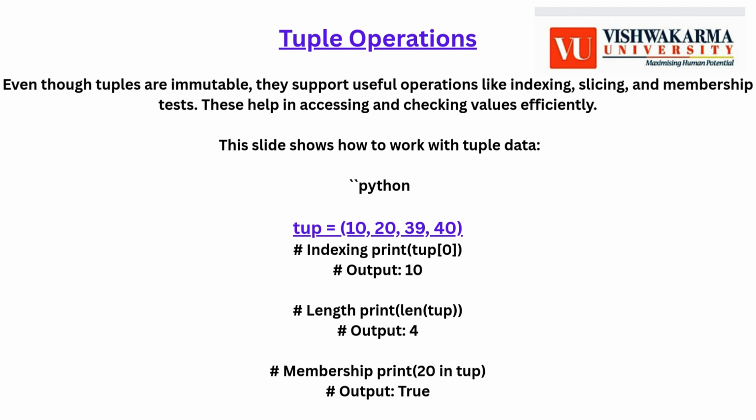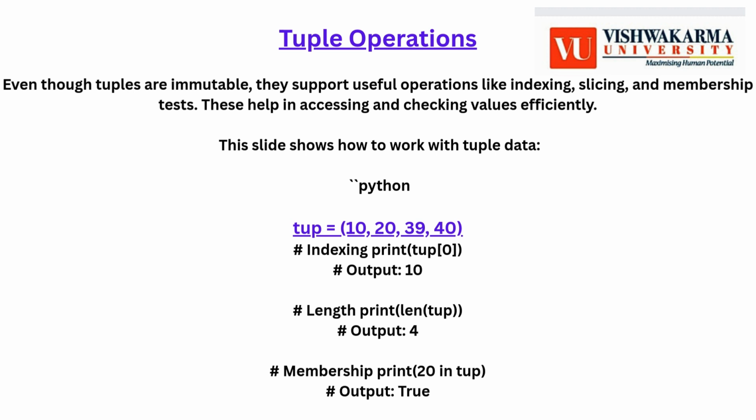So let's see tuple operations. Even though tuples are immutable, earlier we have seen that in a list we can add or remove elements, but in a tuple we can't add or remove elements because it is immutable. They support useful operations like indexing, slicing and membership tests. They help in accessing and checking values efficiently.